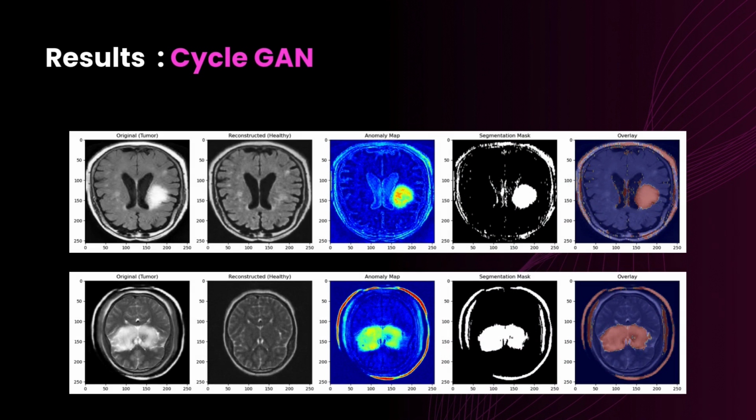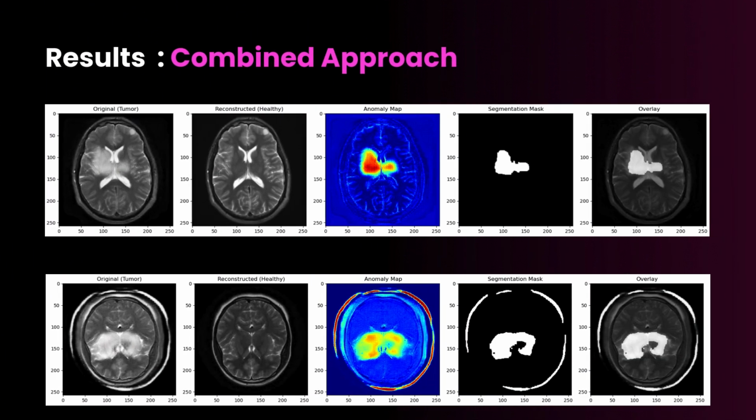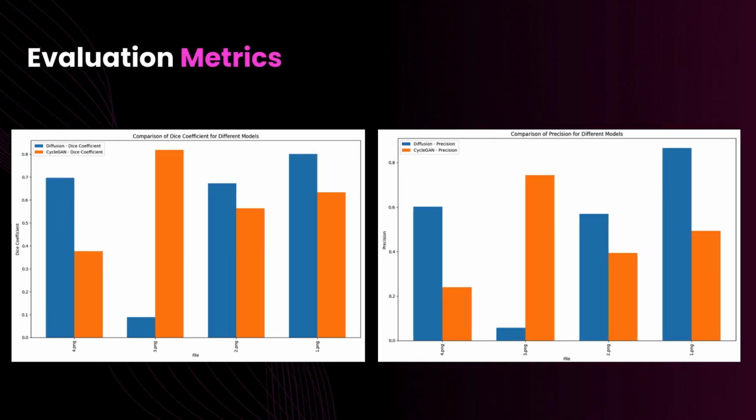After creating the segmentation mask, we apply it to both the CycleGAN and our combined approach. The results show that the combined approach, which uses a diffusion model, performs better. This is because the diffusion model provides more accurate reconstructions of healthy images, leading to a more refined and effective segmentation mask. Now to evaluate the output of the two models, we have used 3 evaluation metrics.